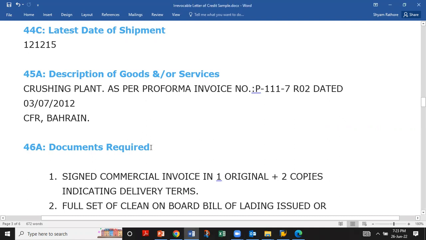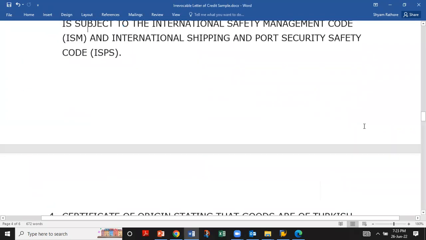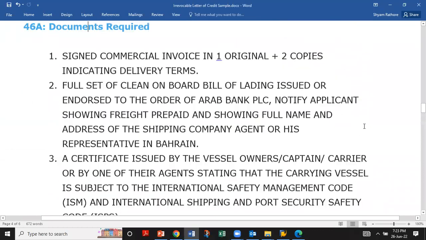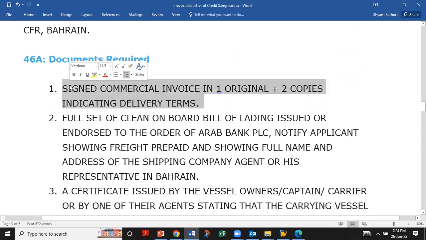Here the applicant bank, meaning the importer's bank, is asking for a document set from the exporter. So what are the documents? First, signed commercial invoice, one original plus two copies, indicating delivery terms. The exporter needs to present to the bank, as per the LC, one original and two copies of that invoice, and also mention the delivery terms, like FOB, CIF and CFR.